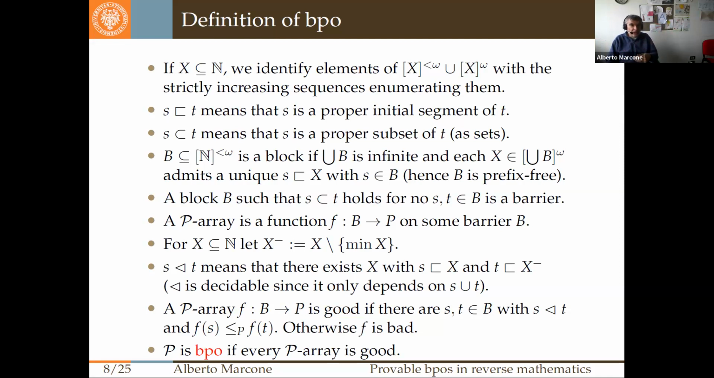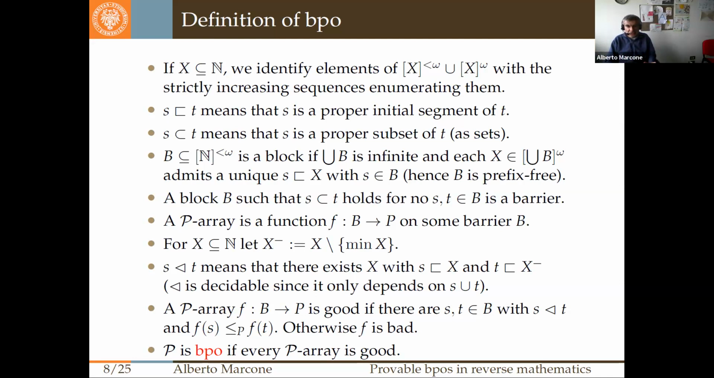So in particular, it includes that all sequences indexed by elements of omega behave in the way prescribed by the definition of well-partial order. But more than that, because you are also considering p-arrays on very complicated barriers, which might be much more complicated than the barrier of singletons, which in fact is in a precise sense the simplest possible barrier. So this is the definition of better partial order.